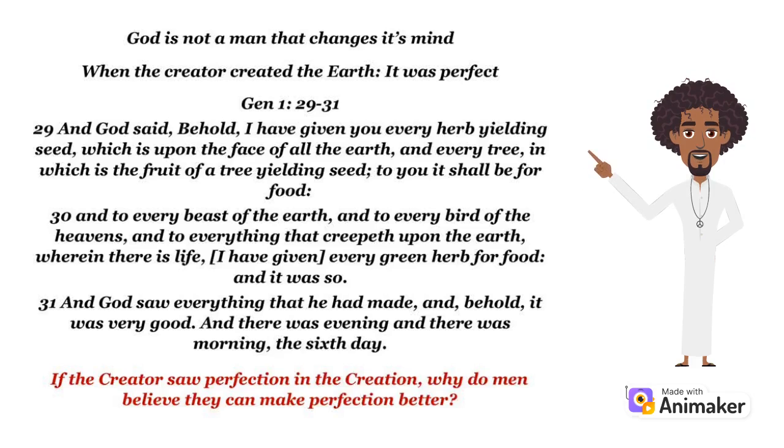And to every beast of the earth, and to every bird of the heavens, and everything that creeps upon the earth, wherein there is life, I have given every green herb for food." And it was so. Now, the Creator saw everything that was created, and proclaimed it as being very good. Is this correct? Then why, if the Creator created a very good food source for all living creatures, do humans believe that man can improve on the Creator's creations?